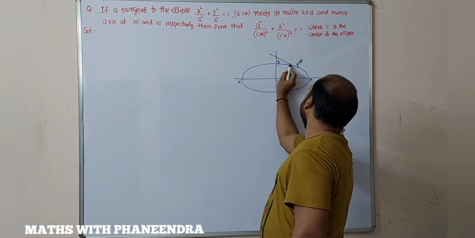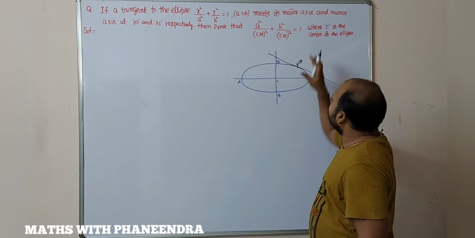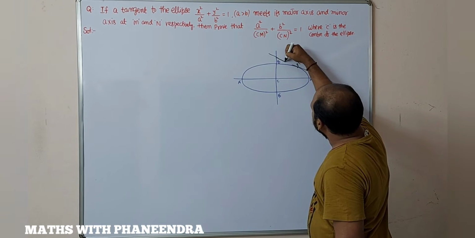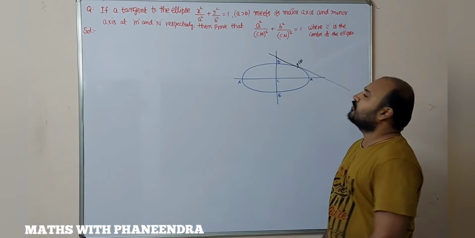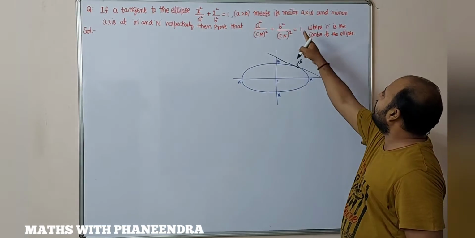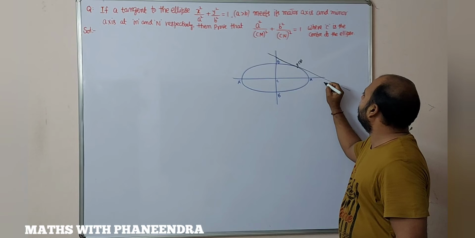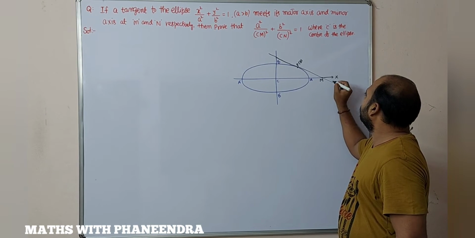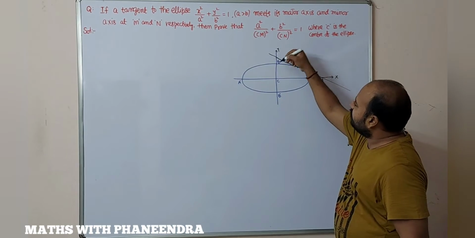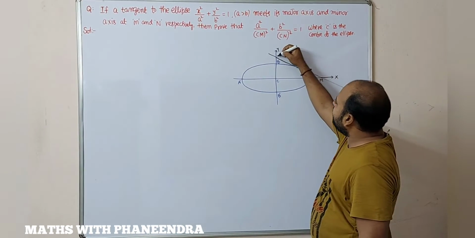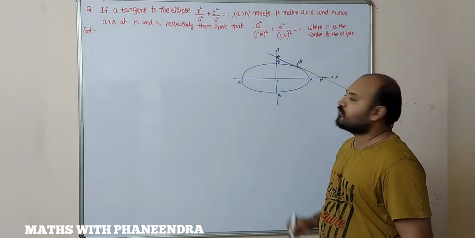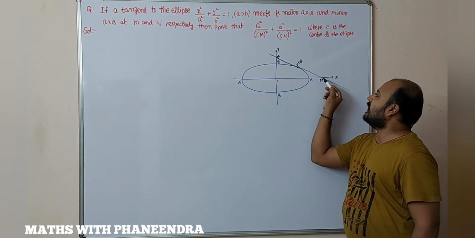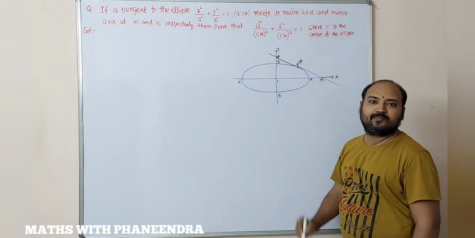Tangent equation, let's write it. The tangent meets major axis at M. That means here this is M. B dash is minor axis. It meets at N. So this is the center. So we want the CM value and CN value.